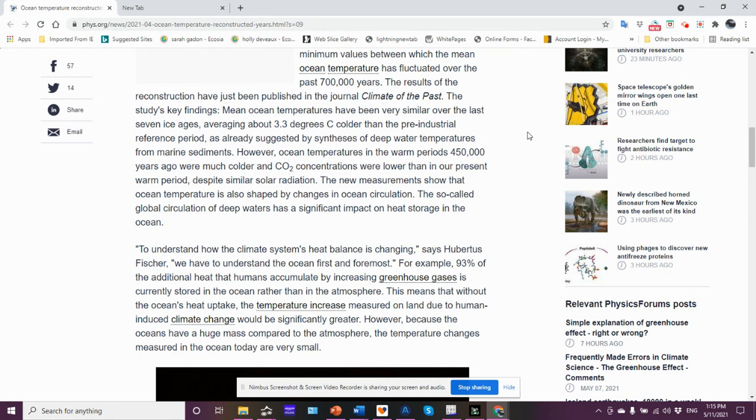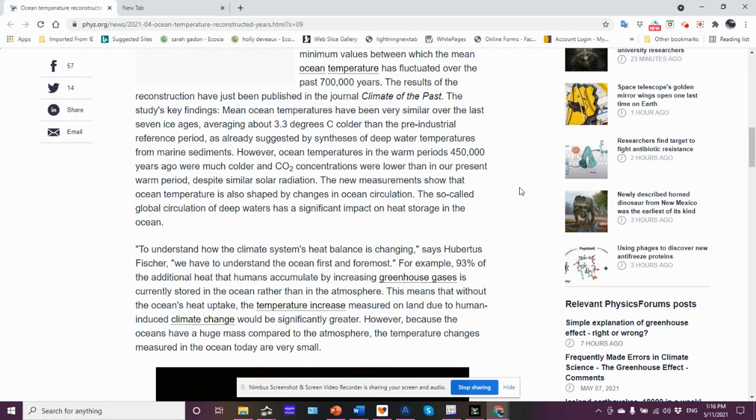Despite similar solar radiation, what does that mean? That means the conditions of the Milankovitch cycle were about the same as they are now as they were 450,000 years ago. In other words, the tilt of the axis is about the same, the shape of how elliptical the Earth's orbit is is about the same, and where the Earth was in its orbit when the solstices and equinoxes occur was about the same.